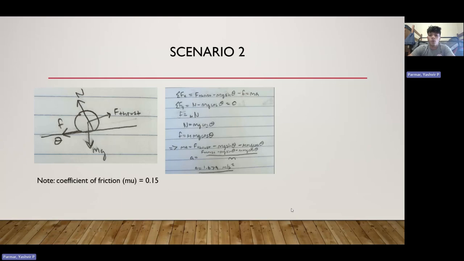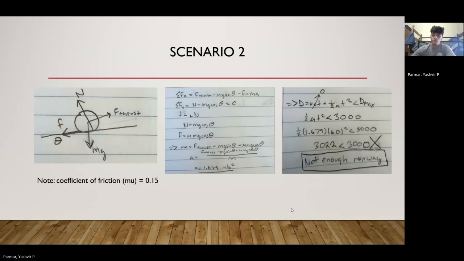So after solving for the normal force in the y direction, we can find the force of friction to be mu times mg cosine theta, which we can plug back into the sum of the forces in the x direction to once again solve for acceleration, which in this case is 1.679 meters per second squared.